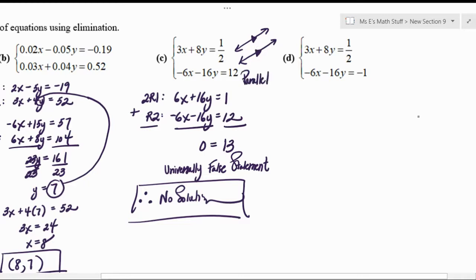Now, I do want to make sure, though, that nobody thinks that the answer here is parallel lines. They asked you to find a solution, and the answer is that there isn't one. And so the answer is what I have in the box here. The reason, or graphical reason, is that the two lines were parallel. So hopefully that makes sense.